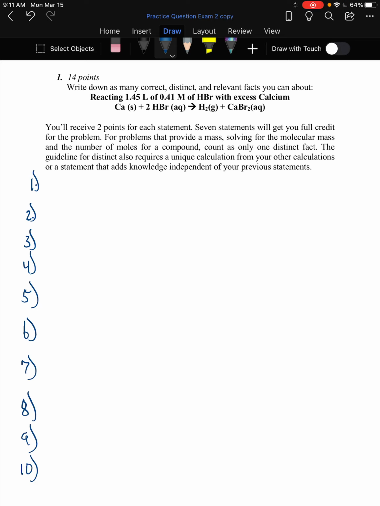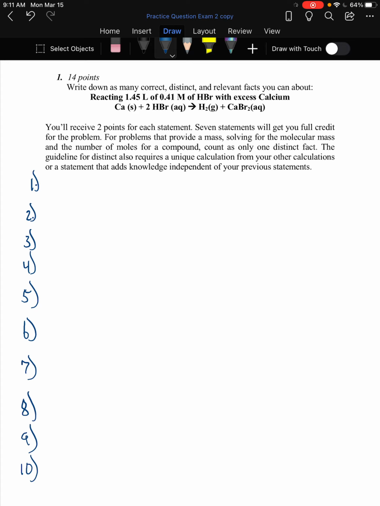And in this statement, you're told that you're reacting 1.45 liters of a 0.41 molar concentration solution of hydrobromic acid with excess calcium. And then you're provided with the chemical equation for this reaction, where 1 mole of calcium, which is a solid, reacts with 2 moles of hydrobromic acid, which is an aqueous solution, to produce 1 mole of hydrogen gas and 1 mole of calcium bromide, which also is an aqueous solution.